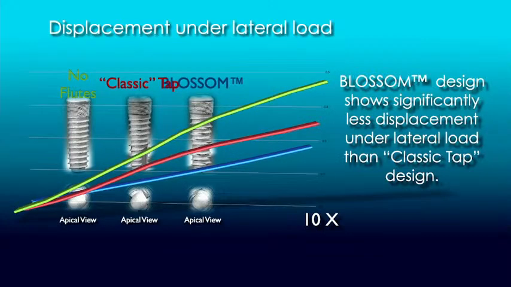Okay, now it becomes interesting. As you can see, the implant on the left, with no cutting flutes, actually is the one with the biggest micromobility. And the one with the Blossom, which had the lowest insertion torque, is the one with the best primary stability.